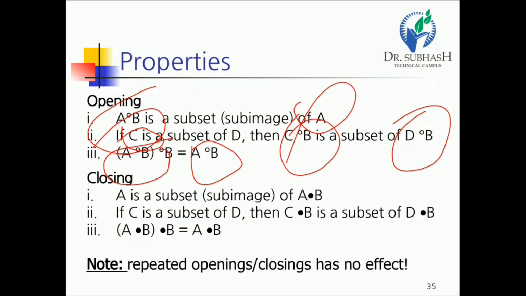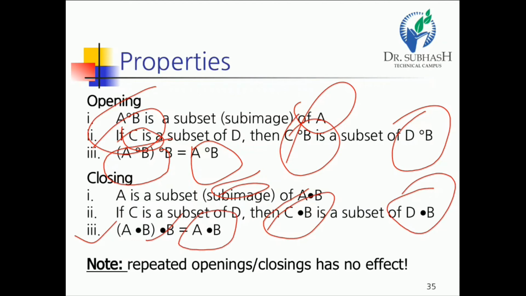Now the properties of closing. First, A is a subset of A closing B. Second, if C is a subset of D, then C closing B is a subset of D closing B. And the third property: A closing B closed again with B gives us A closing B.